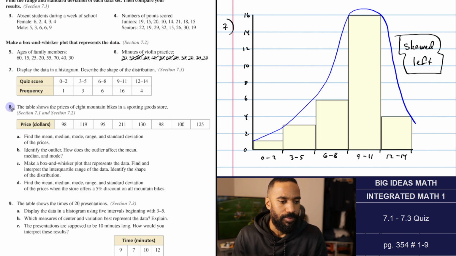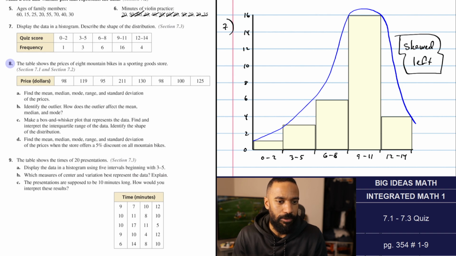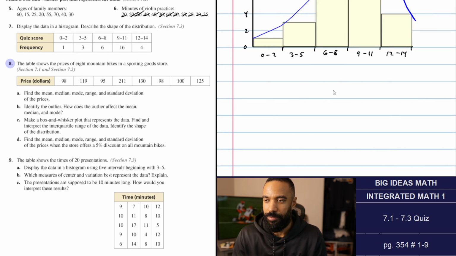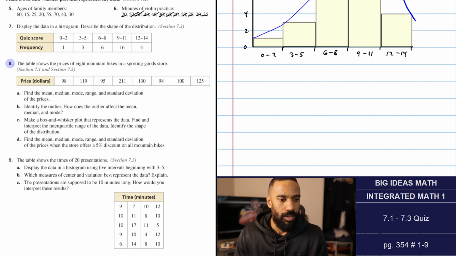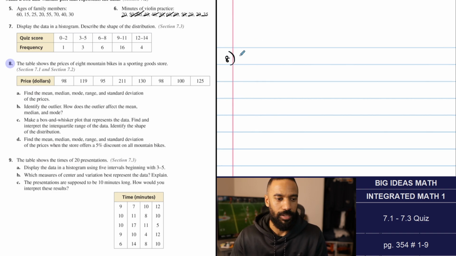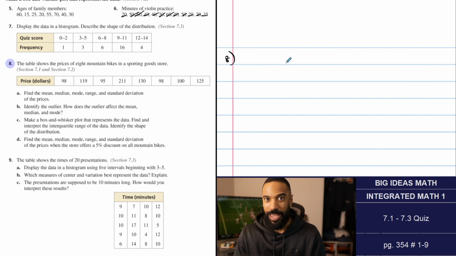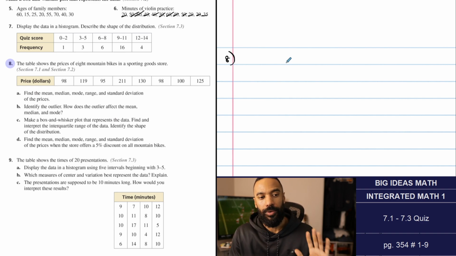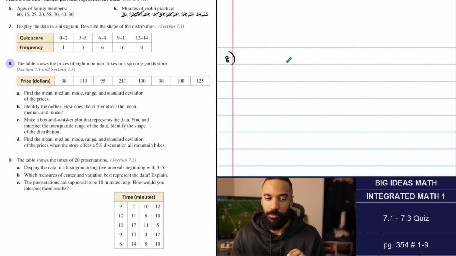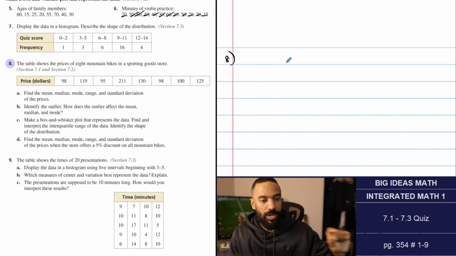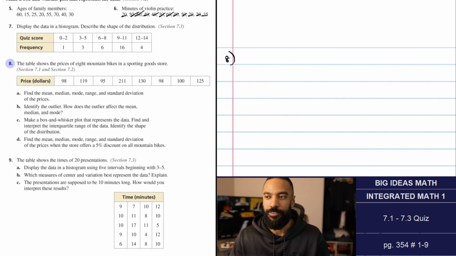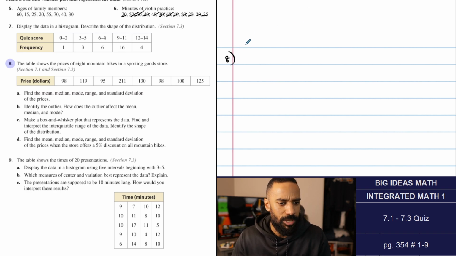Number 8. The table shows the prices of 8 mountain bikes in a sporting goods store. Hold on. I'm going to start the next page because that's the end of the binder paper. Okay. Find the mean, median, mode, range, and standard deviation. That's just part A. So we got a lot to do. Okay, I see the information. Guys, first thing I'm going to do is start with mean, but I'm going to rewrite these in order to start. And I'm feeling like that's something I used to do at the time when they were asking me to as well.